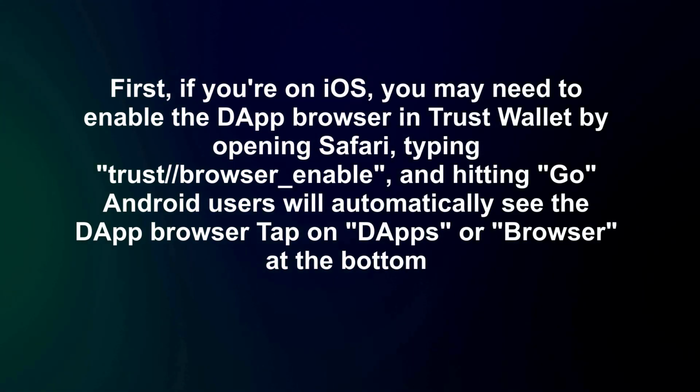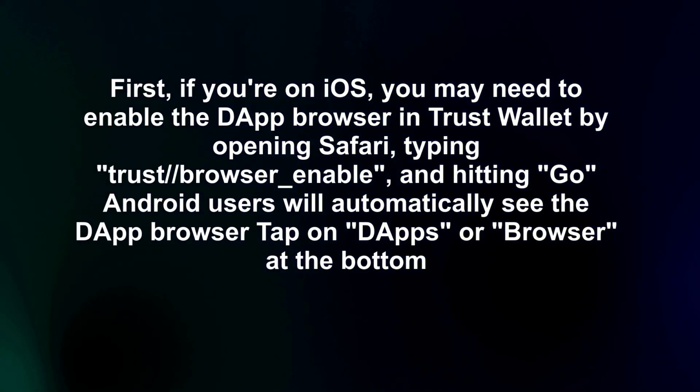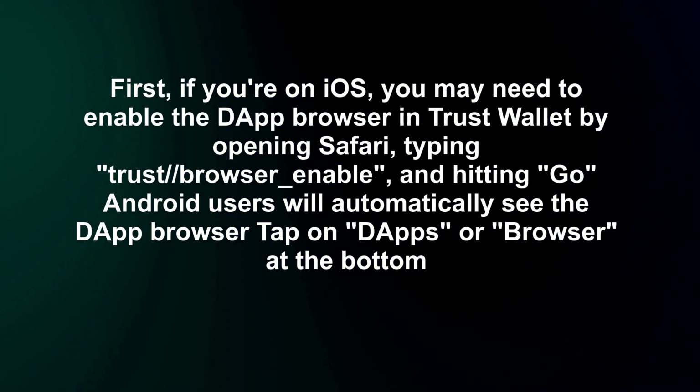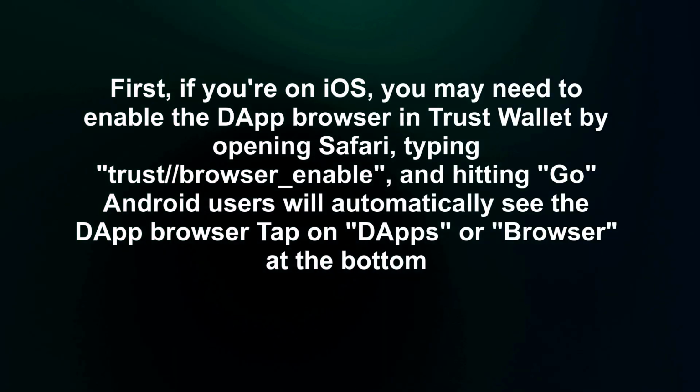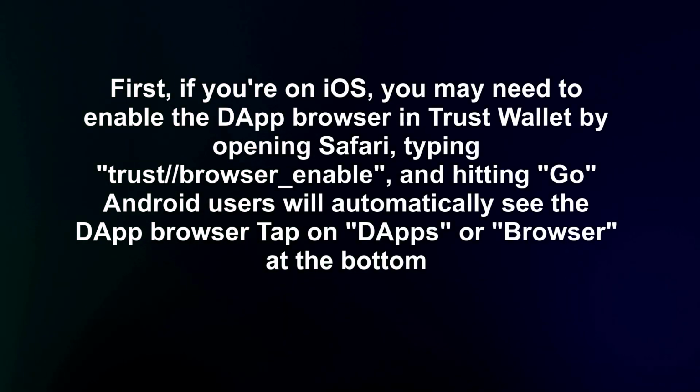First, if you're on iOS, you may need to enable the DApp browser in Trust Wallet by opening Safari, typing trust browser_enable, and hitting go. Android users will automatically see the DApp browser. Tap on dapps or browser at the bottom.